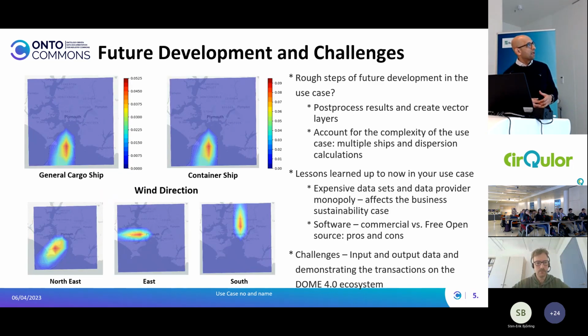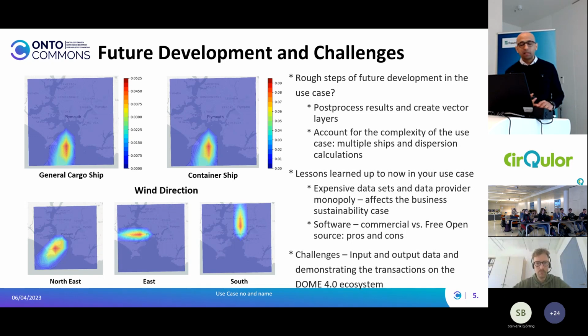Some of the results and future development and challenges. That's the penultimate slide. So it's the steps for future development in the use case. So one is post-processing of results and creating vector layers. So how does the knowledge graph then output the updated information to your visualization boards, while accounting for the complexity of the use case? So we started simple with one ship, then multiple ships, and then to combine that with the third-party commercial dispersion calculations.